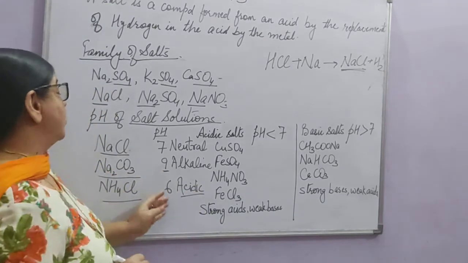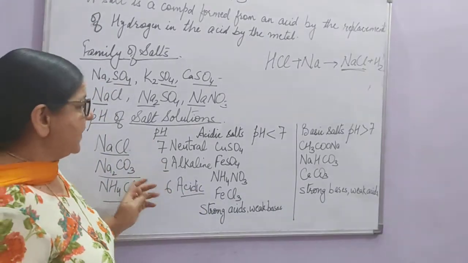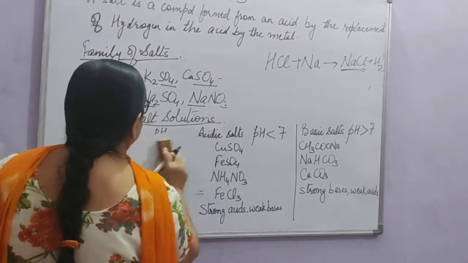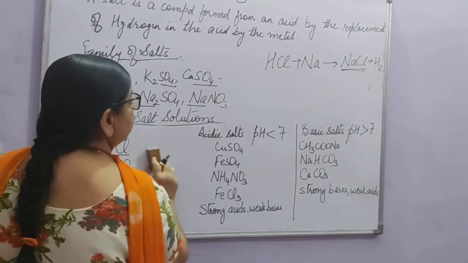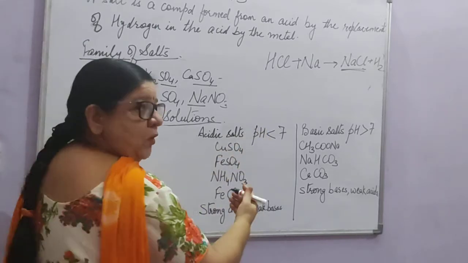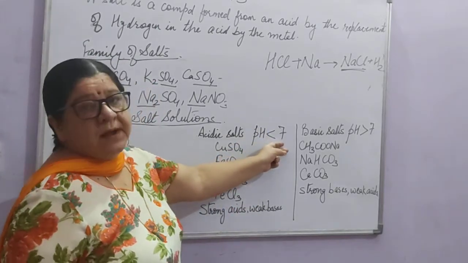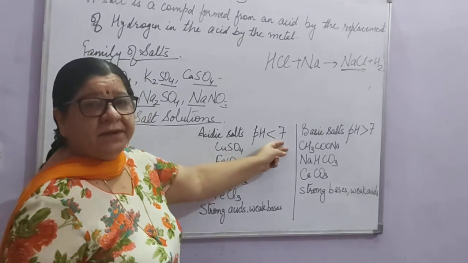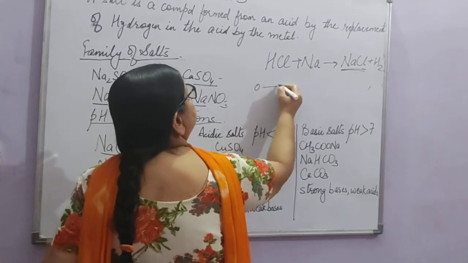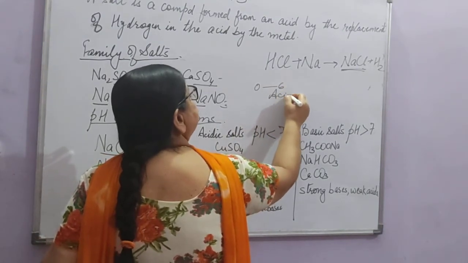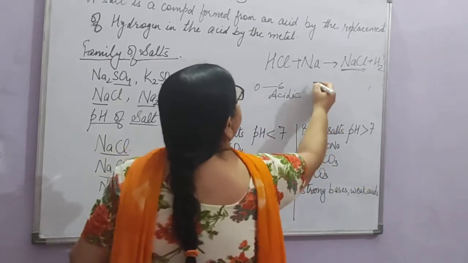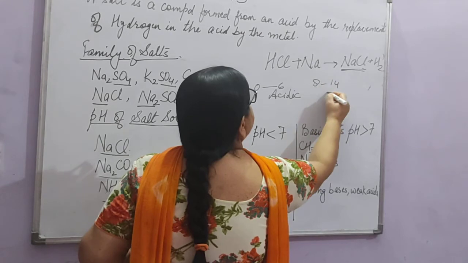Now how do we come to know about the pH values? Now here if we see, these are given the example here, acidic salts which have pH value less than 7, right? You all know that pH value from 0 to 6 means acidic. At 7 it becomes neutral. Above that, 8 to 14 will be basic.